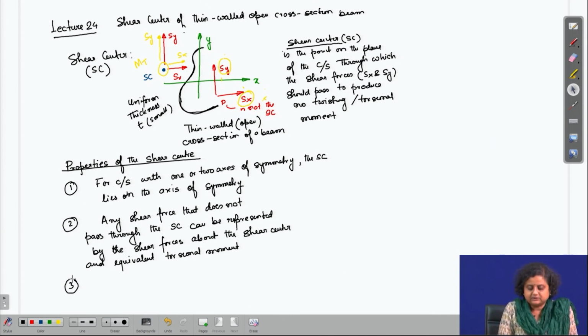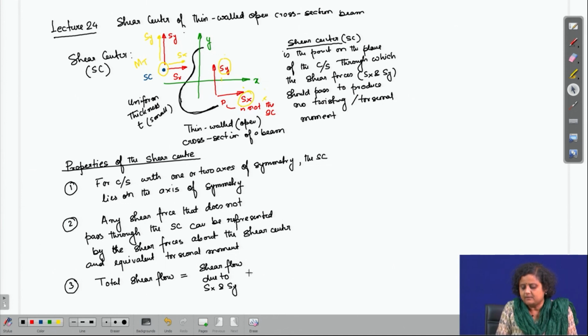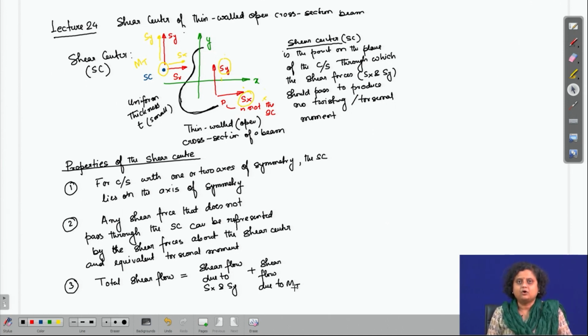The third aspect is that once we find this equivalent set of shear forces and the torsional moment, then, as I have discussed in the last class, the total shear flow is going to be equal to the shear flow due to Sx and Sy plus the shear flow due to Mt. So, these are the basic properties of shear center.